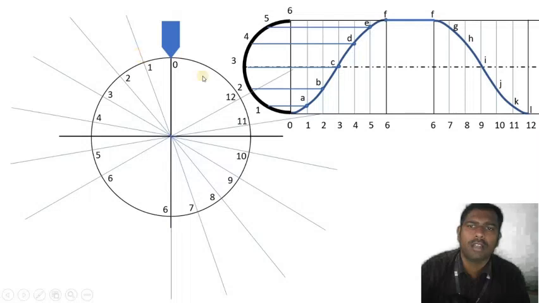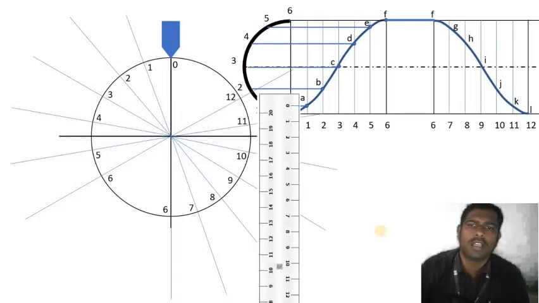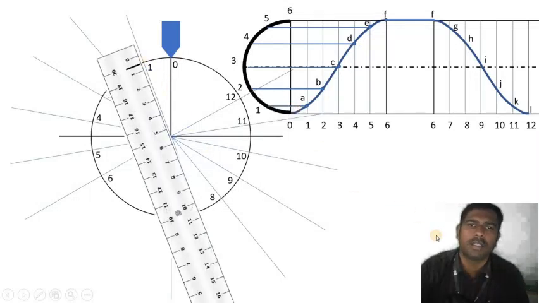From the point 1 the follower is moving a distance of 1a. For the 20 degree of rotation, it has a movable distance from 1 to a. For writing that 1a, we need to measure the value of 1a from the displacement diagram. The value taken is around 0.5 centimeter. So mark this value from the cam circle, above the cam circle radius.